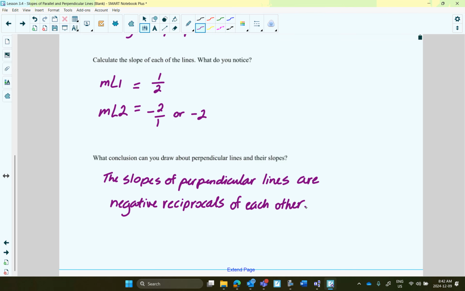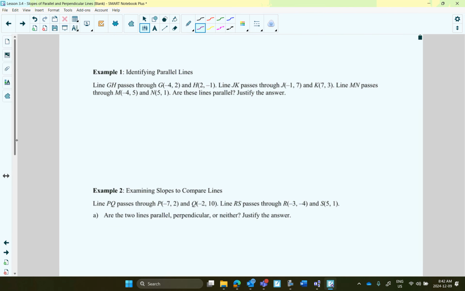So that's really it. Let's look at a few examples. Here you're given 3 lines. And you're not given the graphs, but you're given 2 points on each line. And you're asked to find, are they parallel to each other? So what would you have to do to see if they're parallel? What are the same? Yes. So we have to find the slopes of each.